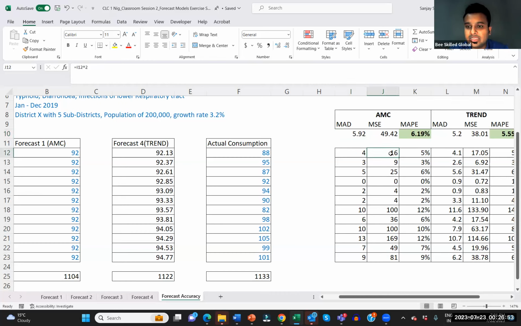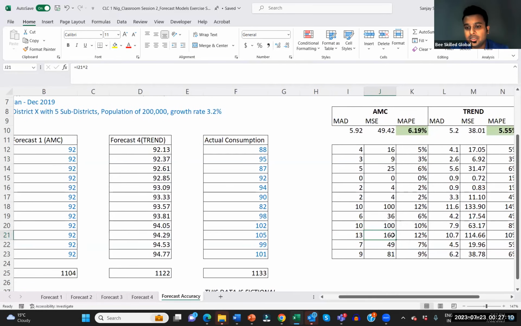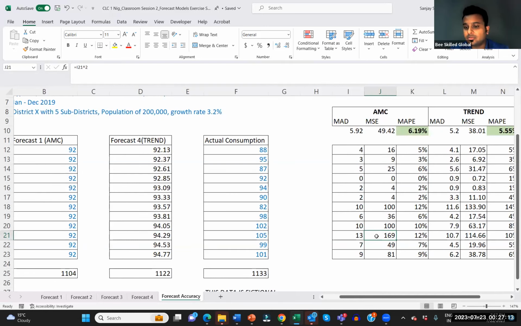Similarly, to do the mean squared error, first of all we find the error in a squared format. The square of 4 is 16, the square of 3 is 9. Now, if you see here, 169 is the biggest error in the series. That's what we wanted to say. 13 may not look like a very large number, but showing it in percentages or in mean squared error shows us exactly how big that error is.